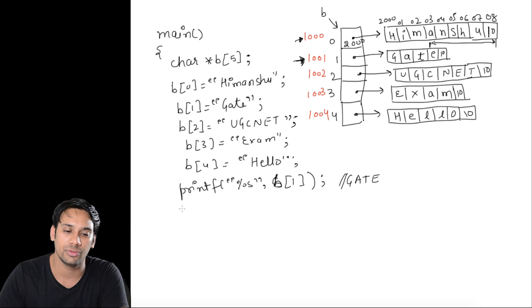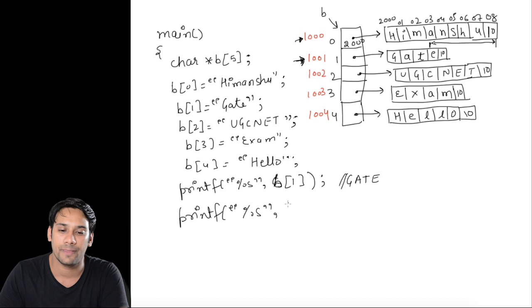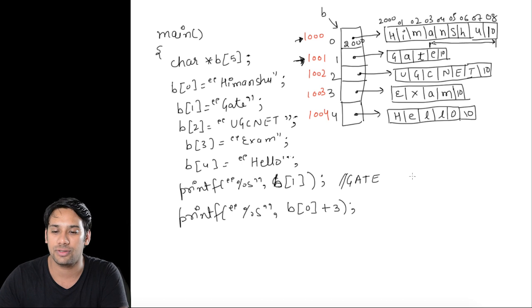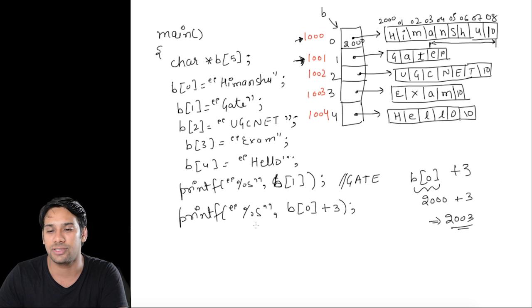So that means if I do printf %s comma B0 plus 3, right? Then I'm going to print this Anshu. How? If you do B0, then this B index location 0 is going to give me the address 2000, and to this address 2000 we are adding 3, right? That means this is going to give me the address 2003, and we are printing with %s. That means from the address 2003 we are going to print everything until we find this null character.